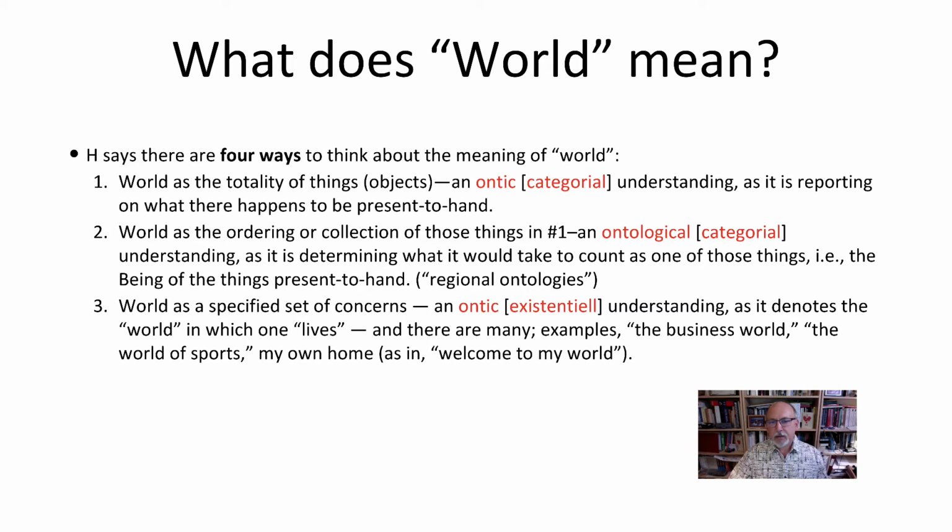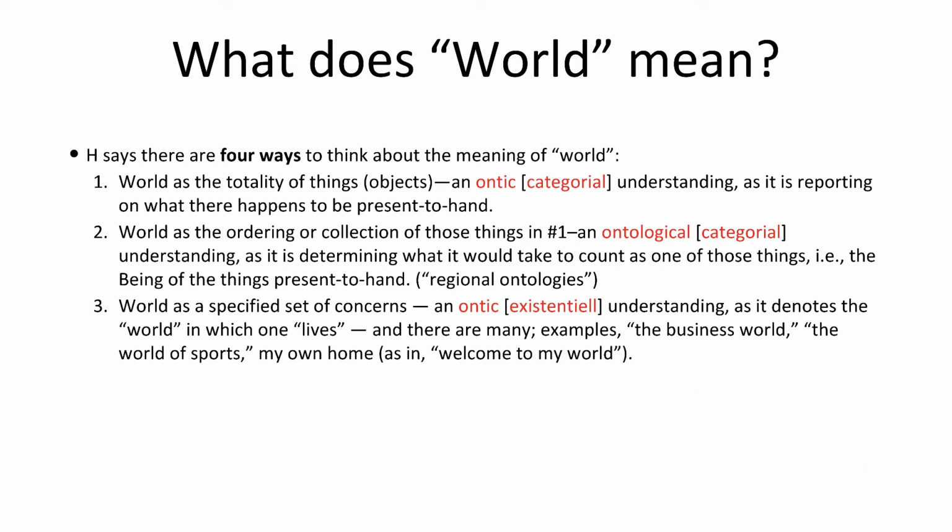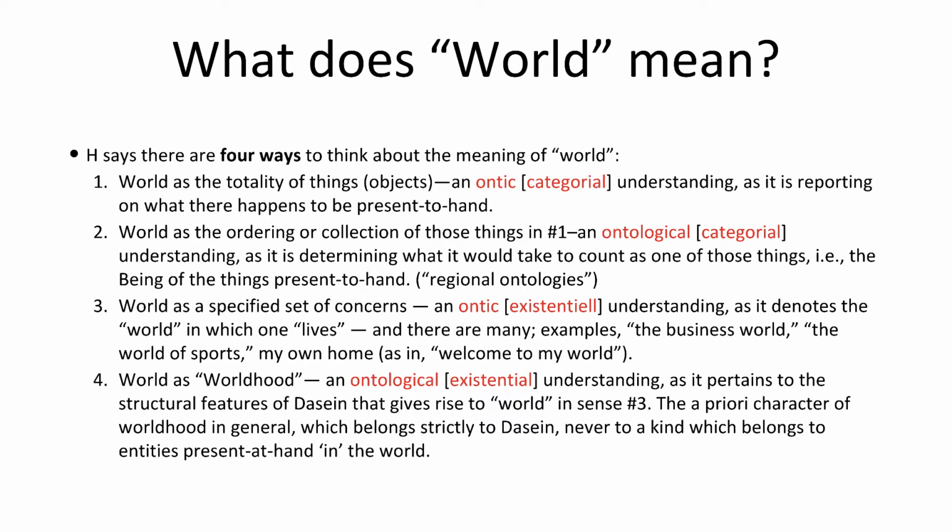So it's now not discussed in a categorical sense, but in that existential sense that we learned about last time, a manifestation of a certain ontological structure. And that leads us to world in the sense of worldhood. This is the ontology of the many ontic worlds that humans find themselves engaged in and concerned with. And again, we use existential language here to talk about what it takes to count as a world. What are the structural features of Dasein that give rise to the world in sense three?